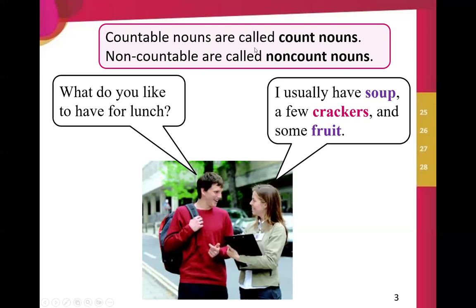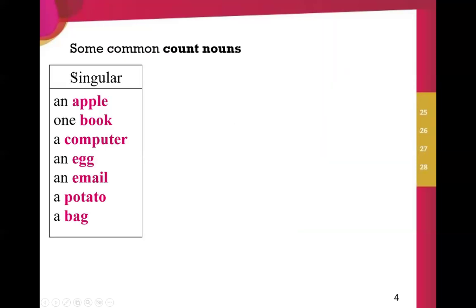So countable nouns are called count nouns. Non-countable are called non-count nouns. Some common count nouns here, for example, singular, an apple means what? One apple. One book, a computer, one computer, an egg, an email, a potato, a bag. These words refer to one specific thing. We count one, just one.